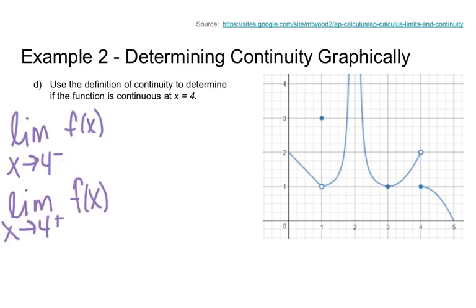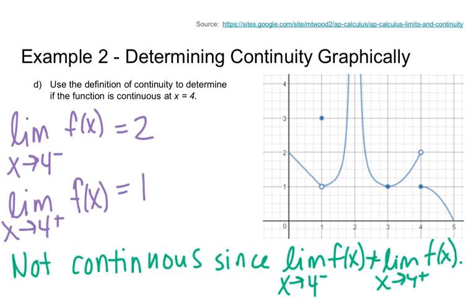Okay, so looking at the limit as we approach 4 from the left, I'm getting a 2. And as we approach from the right, I'm getting a 1. So this is one that doesn't take very long to figure out. It's not going to work because we're just getting two completely different one-sided limits. So for this example, we could just go ahead and conclude that it's not going to be continuous since the left and right-hand limits are not the same.